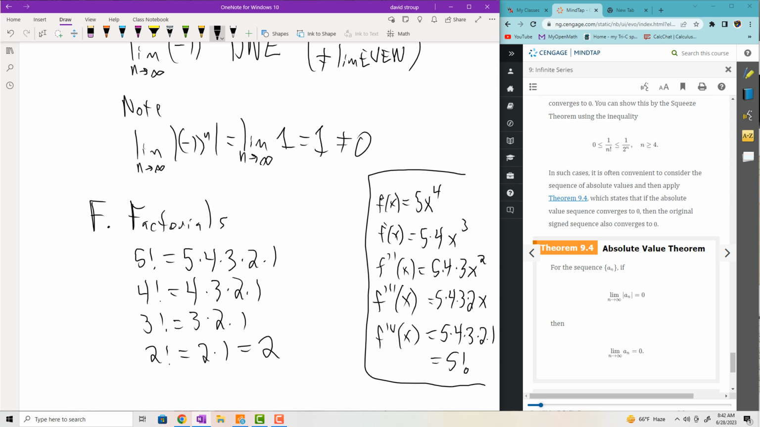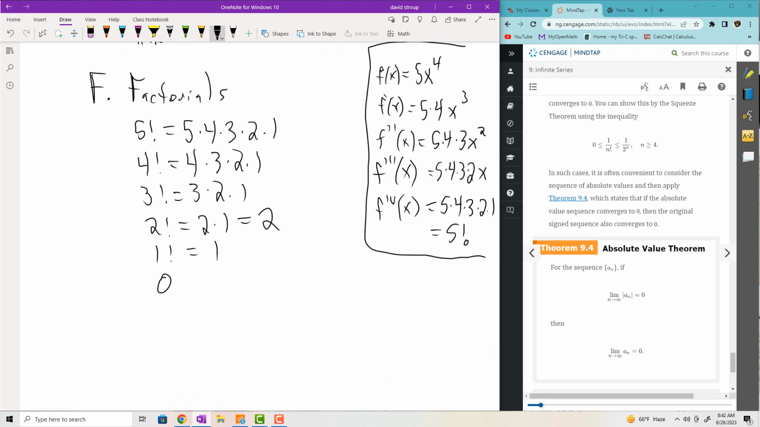Some weirdness, 2 factorial is the same as 2. 1 factorial is the same as 1. And even more weirdness, 0 factorial is the same as 1. You could look that up on YouTube. They love explaining that.